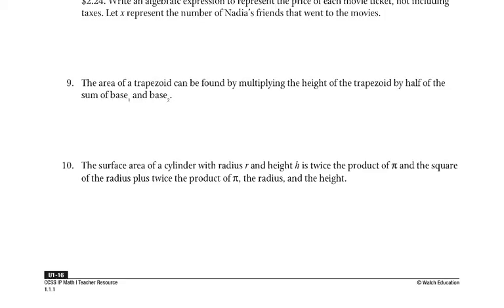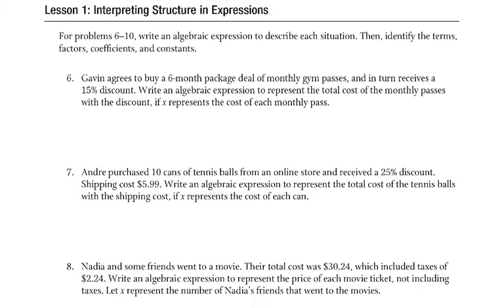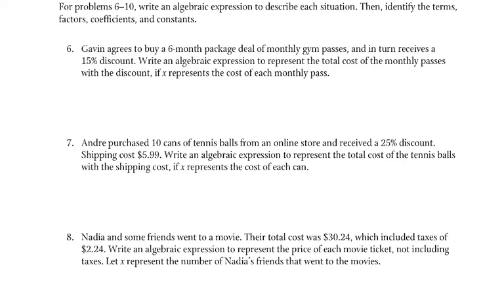Okay, so now we got a bunch of story problems here. Now it wants us to write an algebraic expression. Okay, we've been doing that, haven't we? Remember, it's not an equation. An equation has an equal sign. An expression has terms. Sometimes it'll have factors, coefficients, and constants, and it'll be adding and subtracting, multiplying, dividing them. Okay, but it's different than an equation because there's no equal sign. So let's take a look at what we've got here.